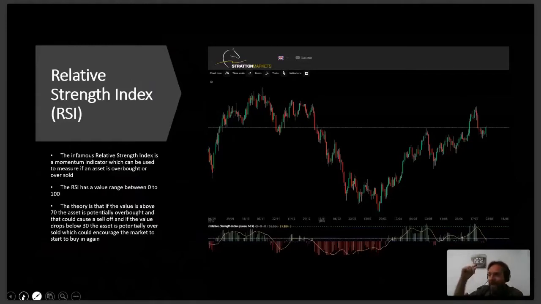Now, the RSI has a value between 0 and 100. The theory is that if the value is above 70, the asset is potentially overbought, and that could cause a sell-off. And if the value drops below 30, the asset is potentially oversold, which could encourage the market to start to buy in again.